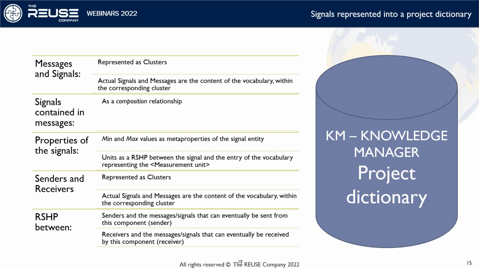Then the different properties of the signals, like the maximum value and the minimum value, are represented as properties for the concept of the signal within the KM. You are going to see this in a minute. While the other properties, like the possible units, are represented as relationships in KM. Same for the notion of senders and receivers, with different relationships in our ontology, linking the components and signals with two different semantics, one for the senders and one for the receivers.